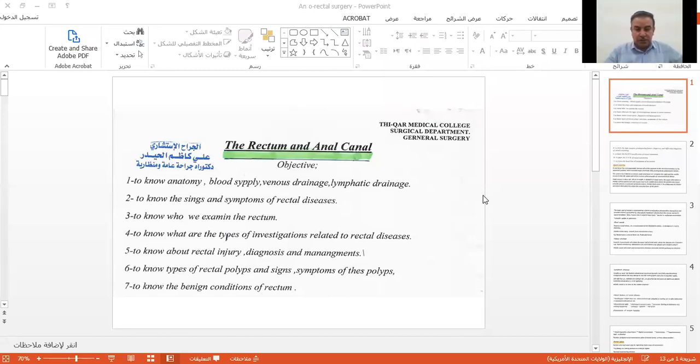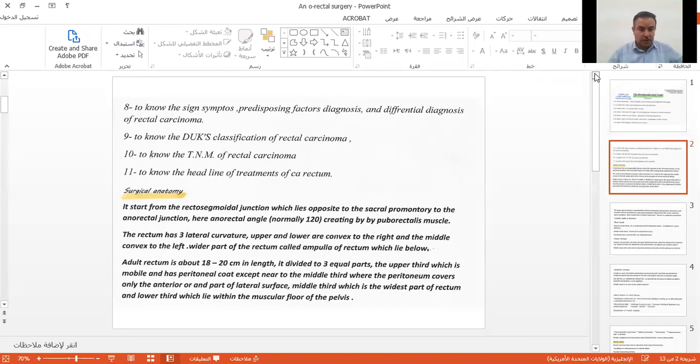And rectal injuries, diagnosis and management of rectal disease. Also other benign conditions like rectal polyp, foreign body in the rectum, and benign and malignant tumors of the rectum.